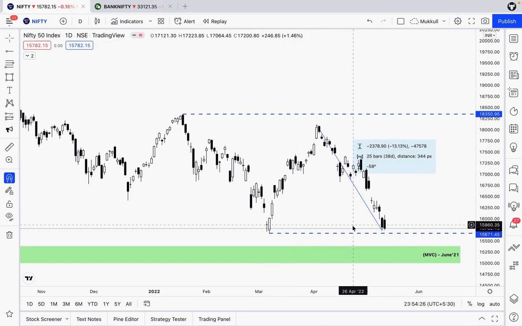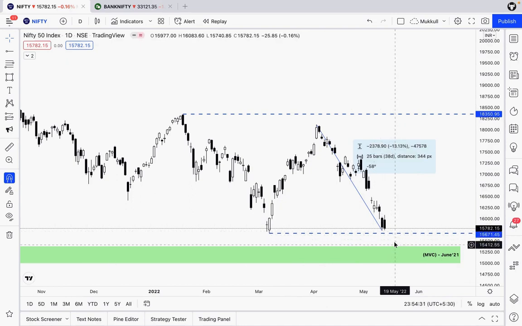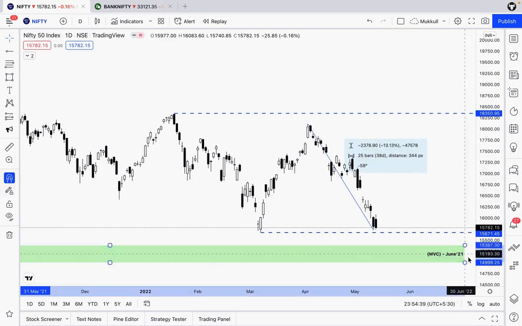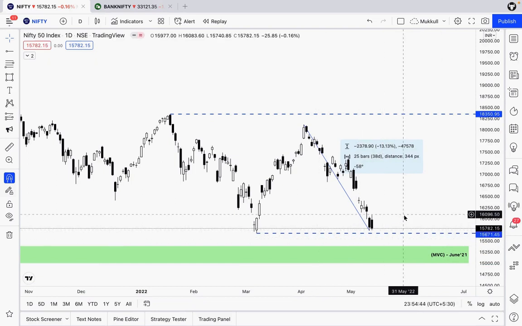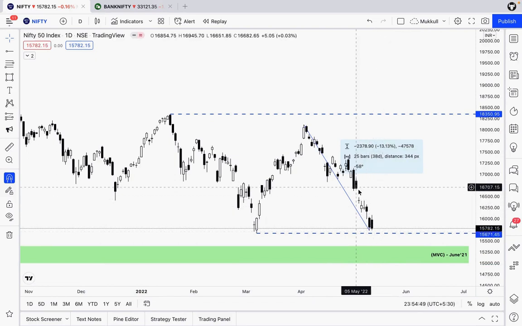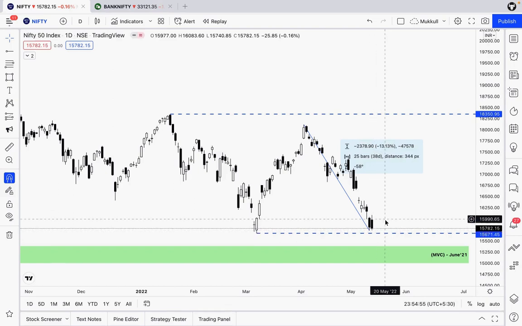We still can break this particular level and cross below it to hit this zone, find some liquidity, and then bounce back up. But for now, we have this particular level to our rescue. So it is very, very important to see whether we are breaking this level, or from next week we are just bouncing from this level towards the pullback area.